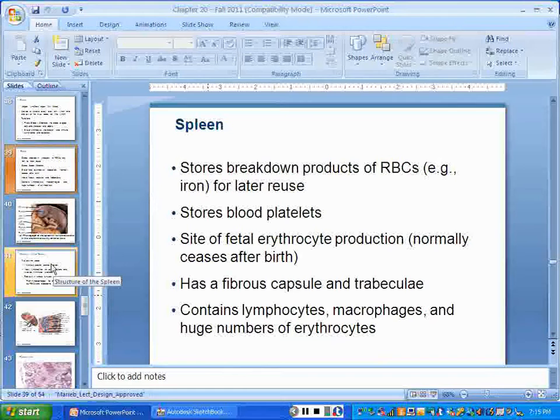Can you live without a spleen? Yes, because if you lose your spleen, other organs just take over the functions, which is pretty cool.